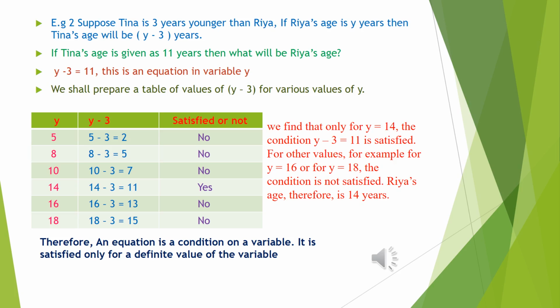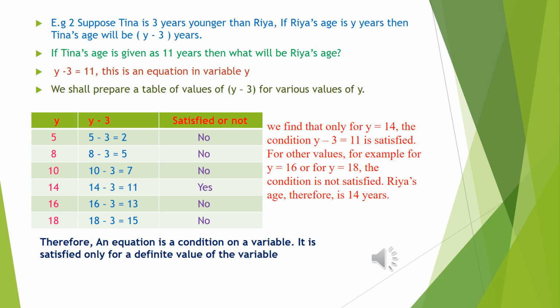So, the table shows y, then the value of y minus 3, and we have to say whether it is satisfied or not. Let us first take the value 5. We can take any values randomly and check. So, I am taking the value as 5. Then 5 minus 3 equals 2. But I should get 11. Therefore, here the condition is not satisfied.